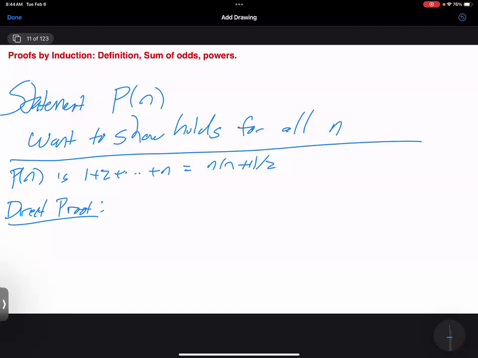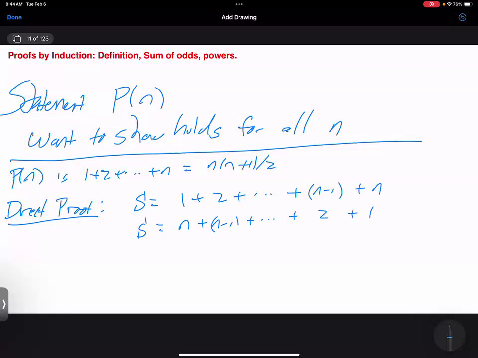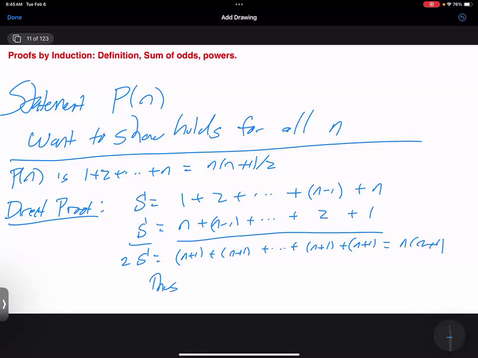And Gauss's very clever idea was: let S be 1 + 2 + ... + (n-1) + n. Well, if I write the numbers in reverse order, it's still going to be the same sum. So if I add them, I get twice S is (n+1) + (n+1) + ... + (n+1). Each time it's going to be n+1, and I have this n times, so it's n times (n+1). Thus, the sum is n(n+1)/2.